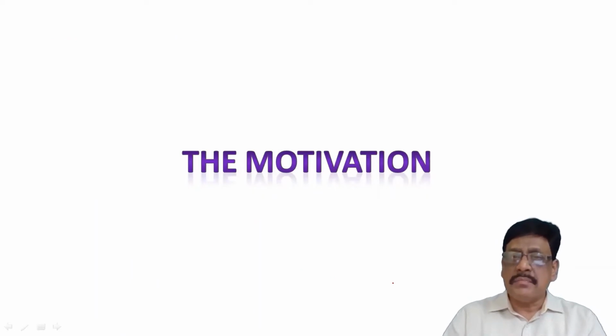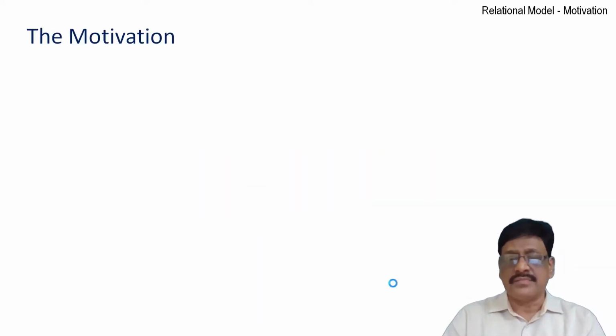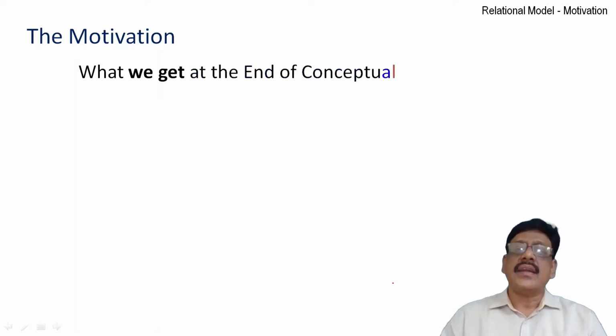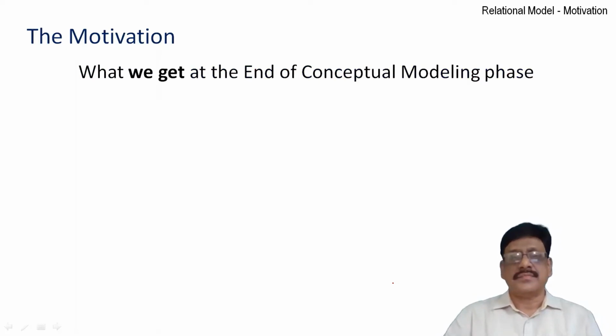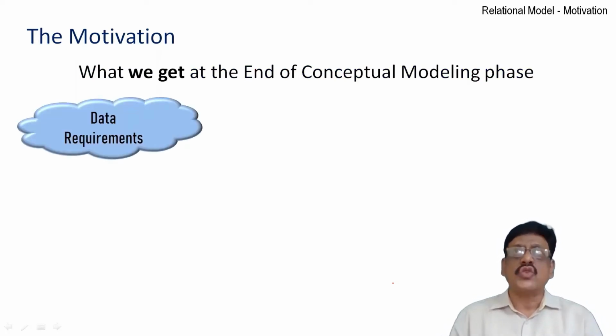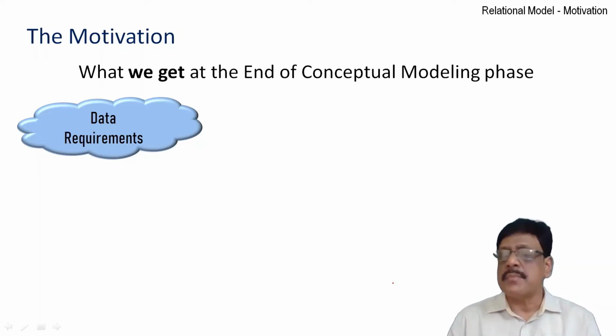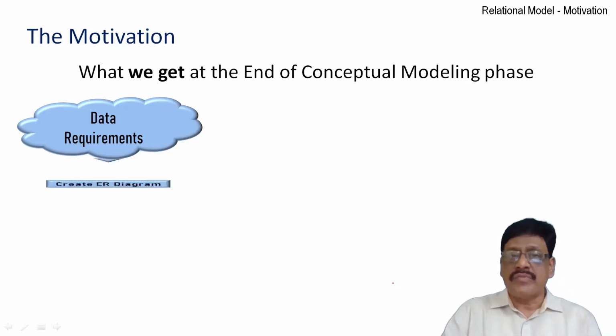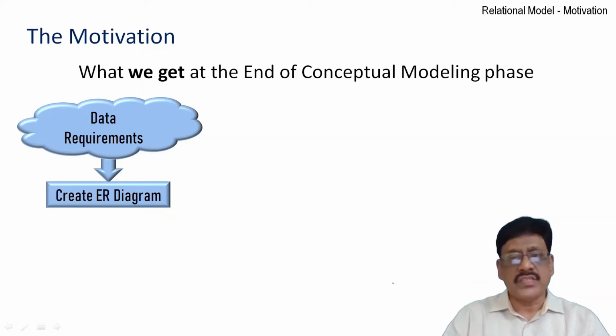What is the motivation behind this relational model? Let us first learn what we get at the end of the conceptual modeling phase. Initially, when you are asked to develop the database system of any enterprise, you have to collect all the data, understand their characteristics, the relationships that exist among the different data items, and what type of consistency constraints there are. So we first draw the ER model. This is a very powerful tool that is used at the conceptual modeling of any database system.